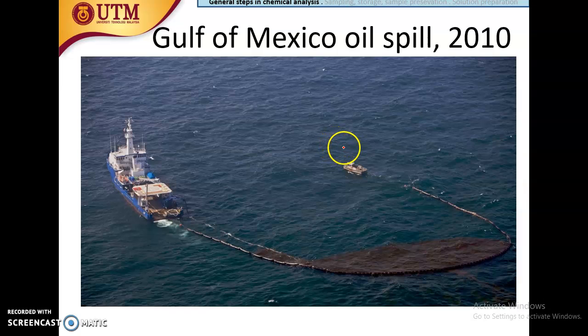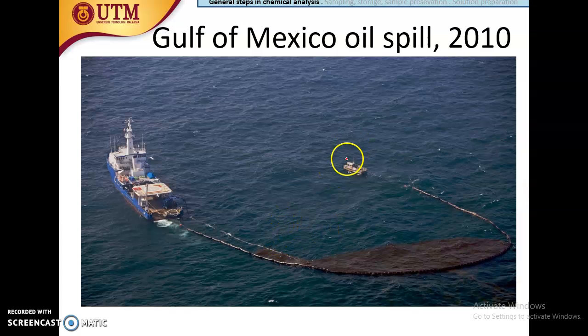Have a look at this photo. This photo is the aftermath photo of the Gulf of Mexico oil spill that happened in 2010. You can see that the oil spill expanded across several hundred kilometers of the Gulf of Mexico water, and they had to contain a million tons of oil that spilled on the ocean just to save the environment.